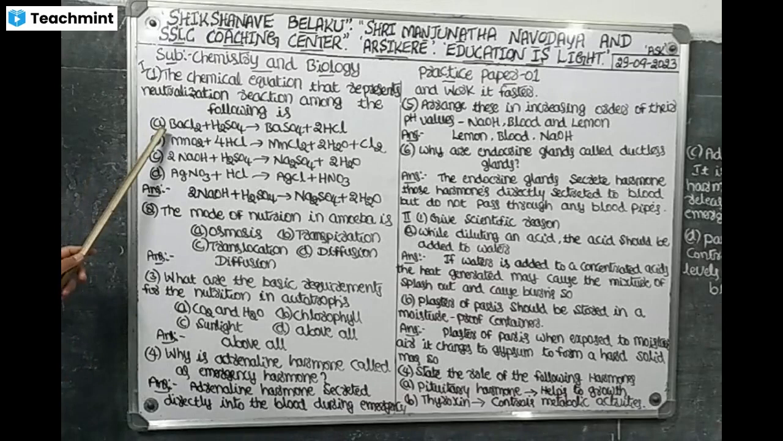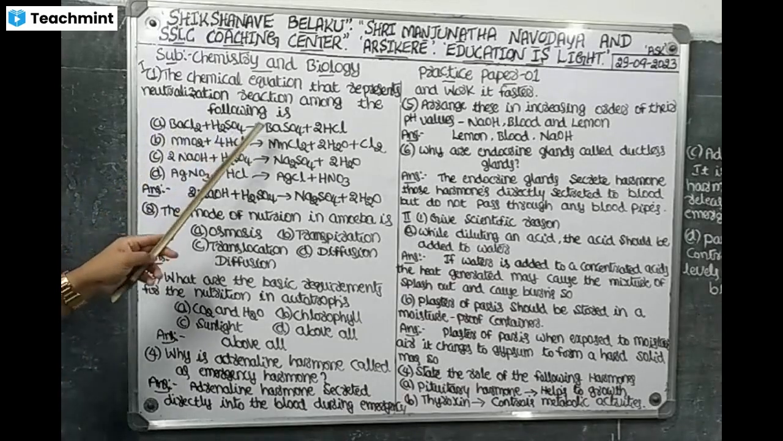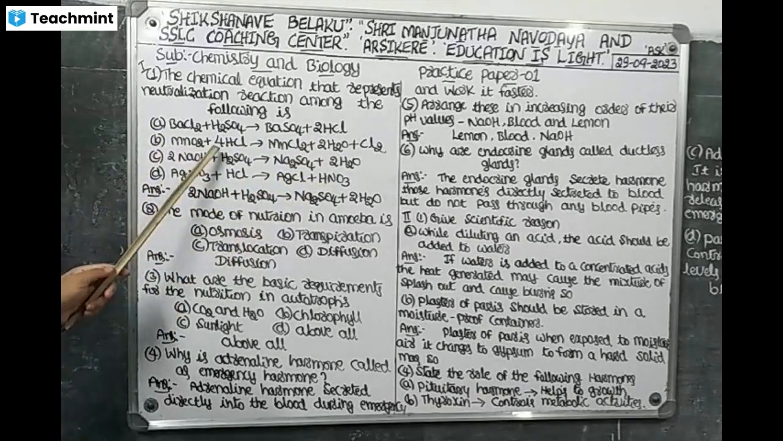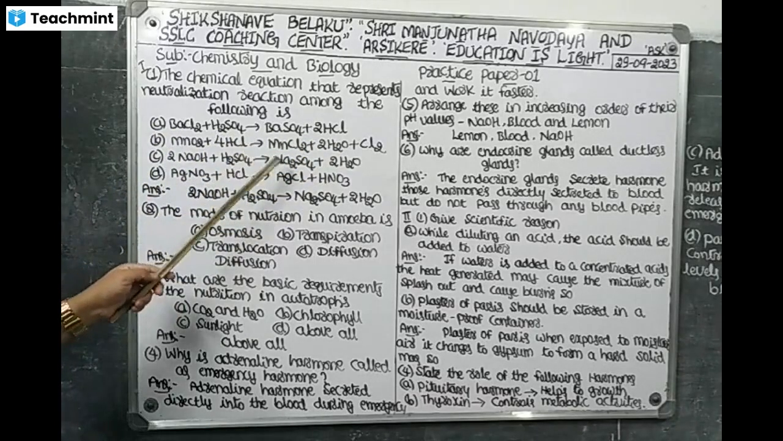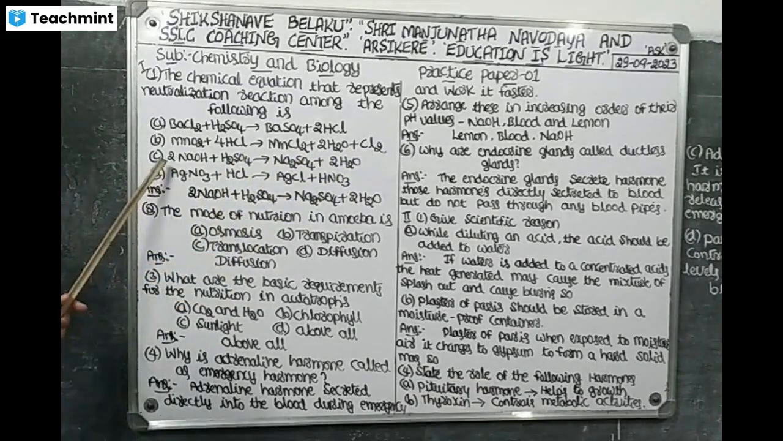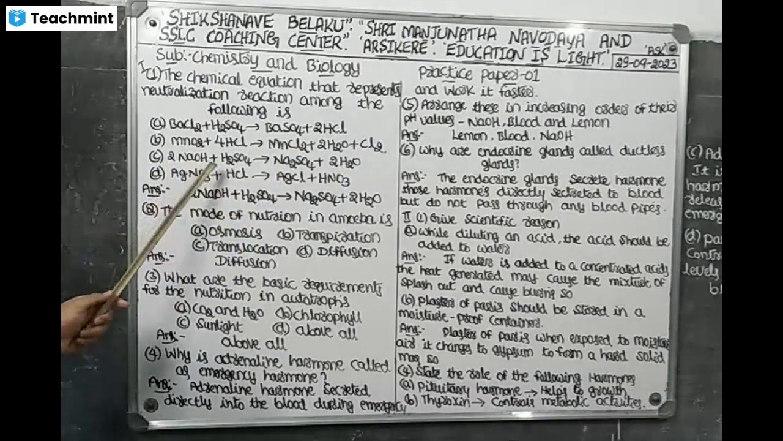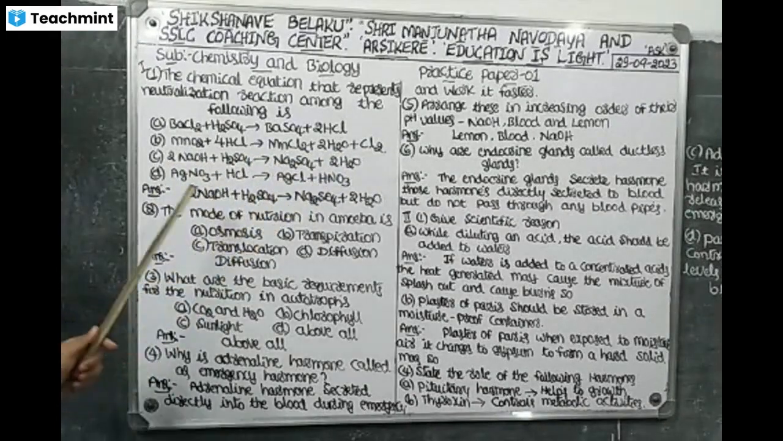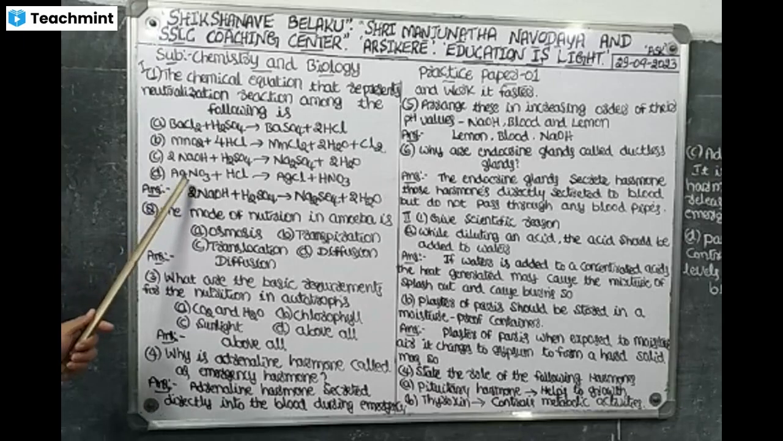Option A, BaCl2 plus H2SO4 gives BaSO4 plus 2HCl. Option B, MnO2 plus 4HCl gives MnCl2 plus 2H2O plus Cl2. Option C, 2NaOH plus H2SO4 gives Na2SO4 plus 2H2O. Option D, AgNO3 plus HCl gives AgCl plus HNO3.